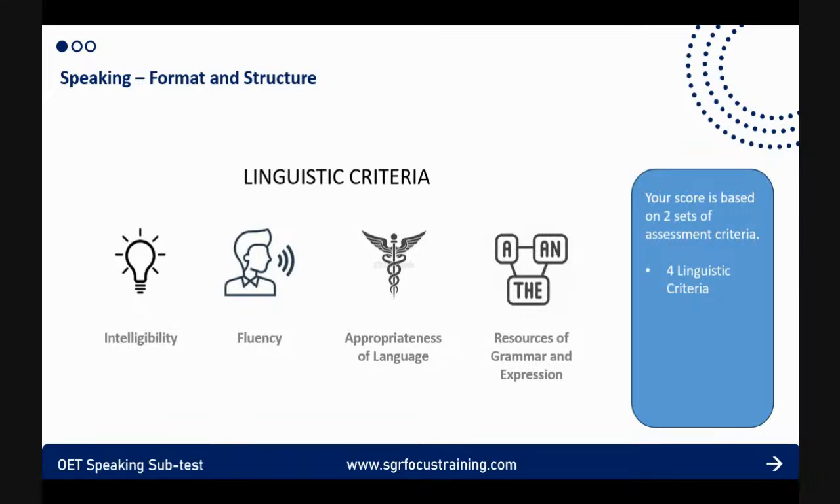Now, let's go into the criteria. What criteria will OET use to give you your score? You will be tested on intelligibility, fluency, appropriateness of language, and resources of grammar. These four are very simply: did the assessor, the person in Melbourne, in Australia, who's going to give you your score, understand you? Okay, was it easy to understand your recording? Is every question that you ask quite clear?